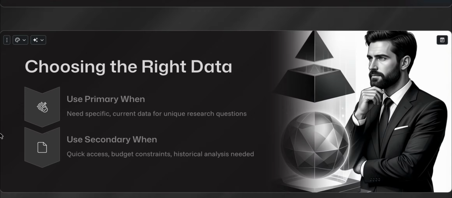Now let's check where to use primary data and secondary data. Use primary when you need specific current data for unique research questions. Use secondary data when it is quickly accessible, budget constrained, or for historical analysis needs.